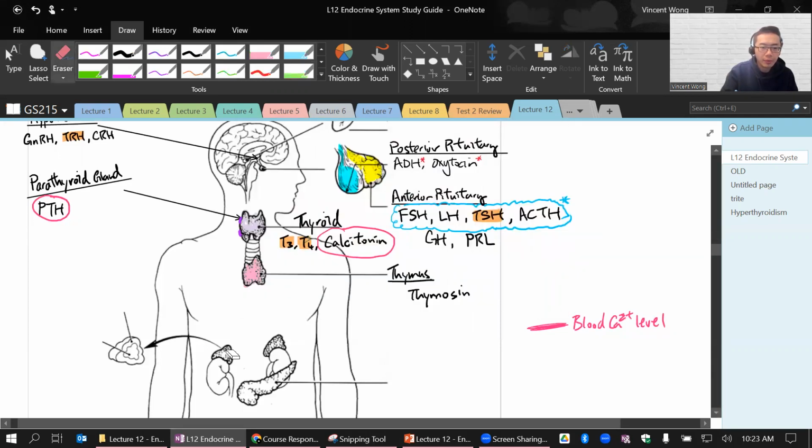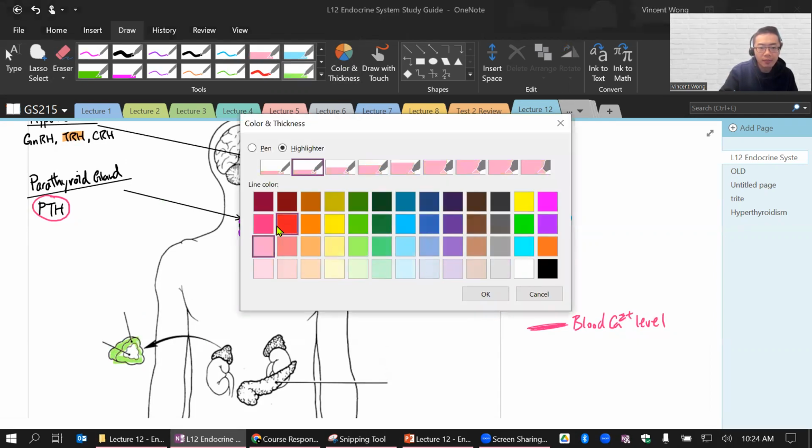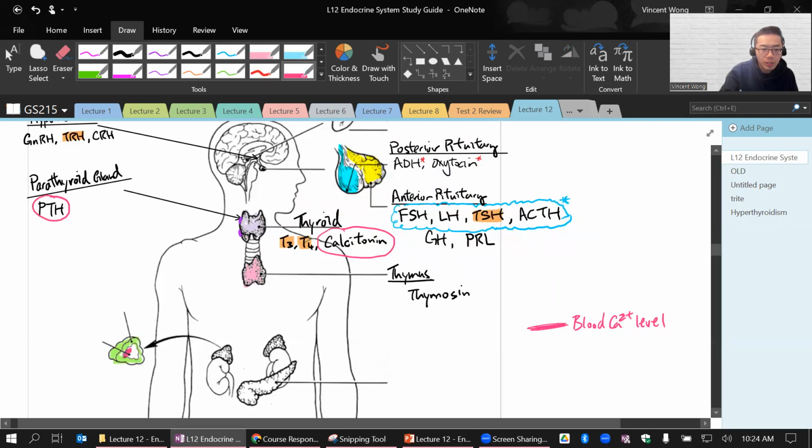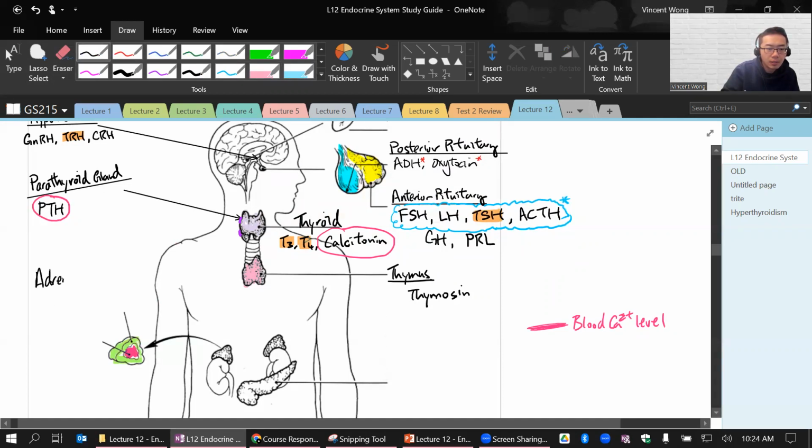Over here we have the adrenal gland. We have the outside, which is the adrenal cortex, and of course the inside as well, which is the adrenal medulla. Let's do the cortex first. So adrenal cortex, we have mineralocorticoids. It's mineral, and then with an O, mineralocorticoids.